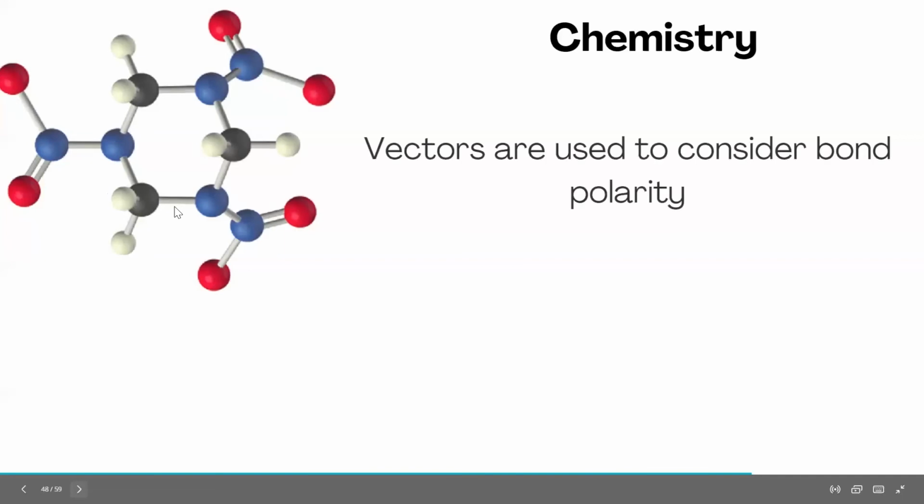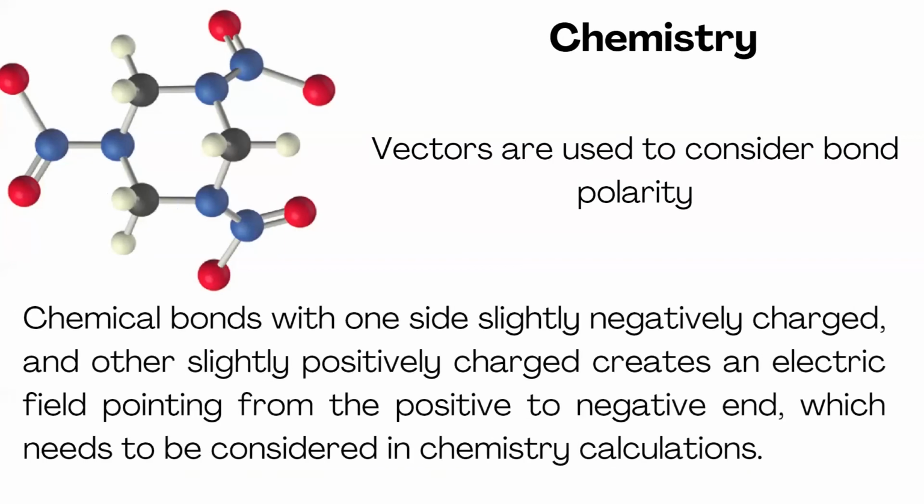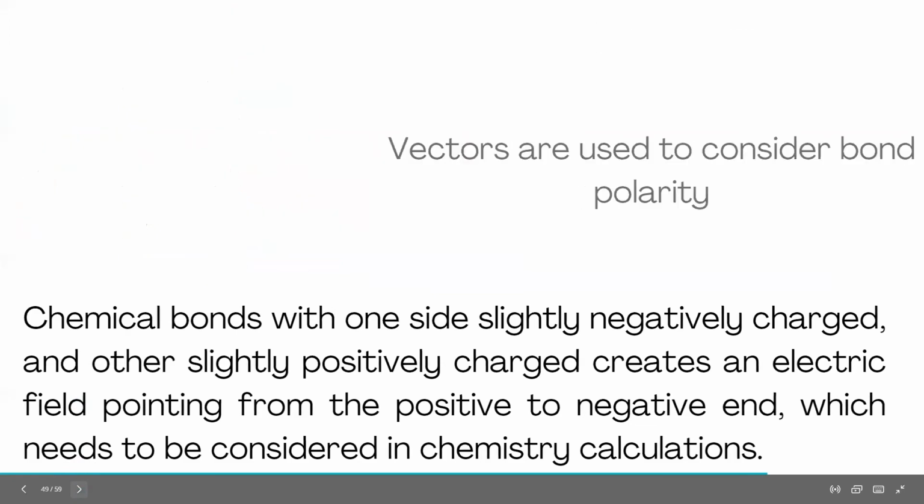Now, these vectors are also being used in chemistry. I think you have studied bond polarity and all. So vectors are used to calculate the bond polarity. There are chemical bonds with one atom slightly negatively charged and the other positively charged, so there will be an electric field between the positive and negative. All this needs to be used in the calculations done in the field of chemistry.